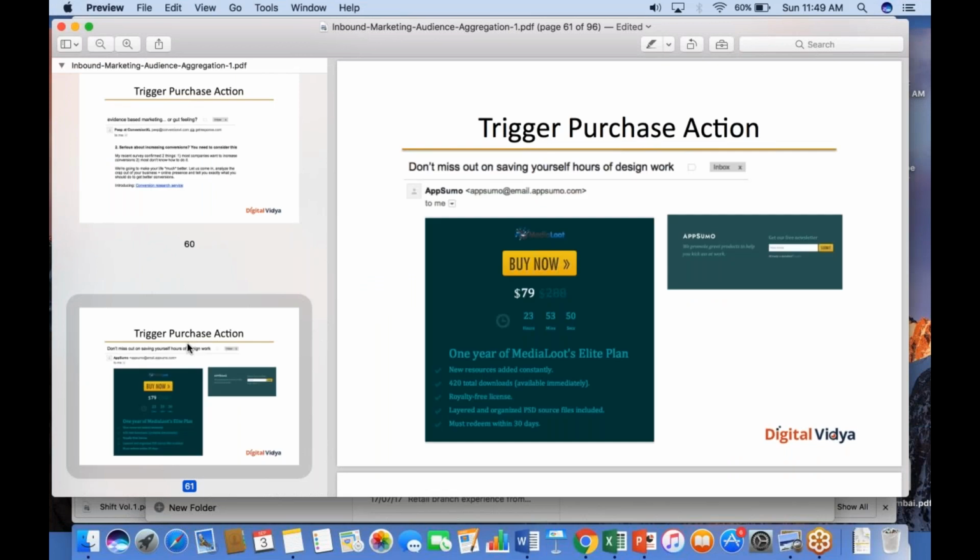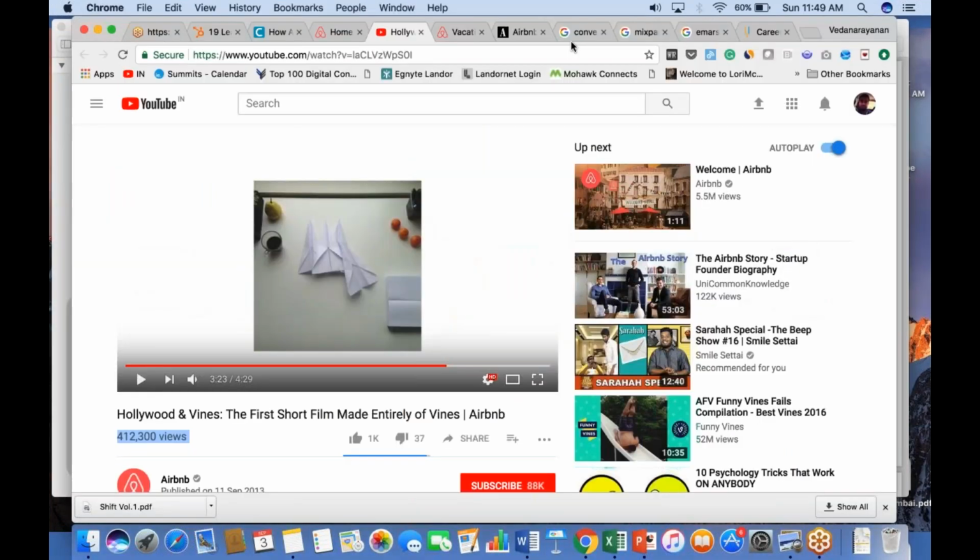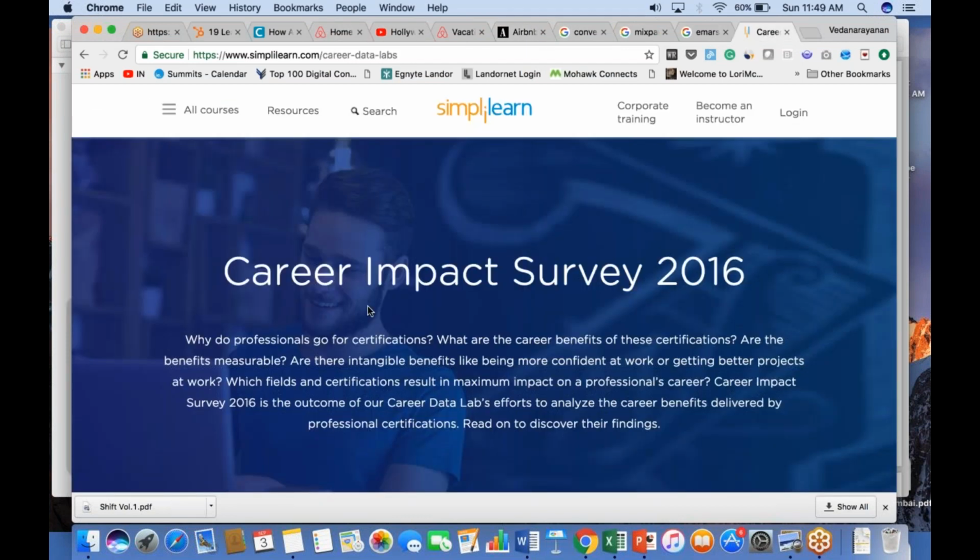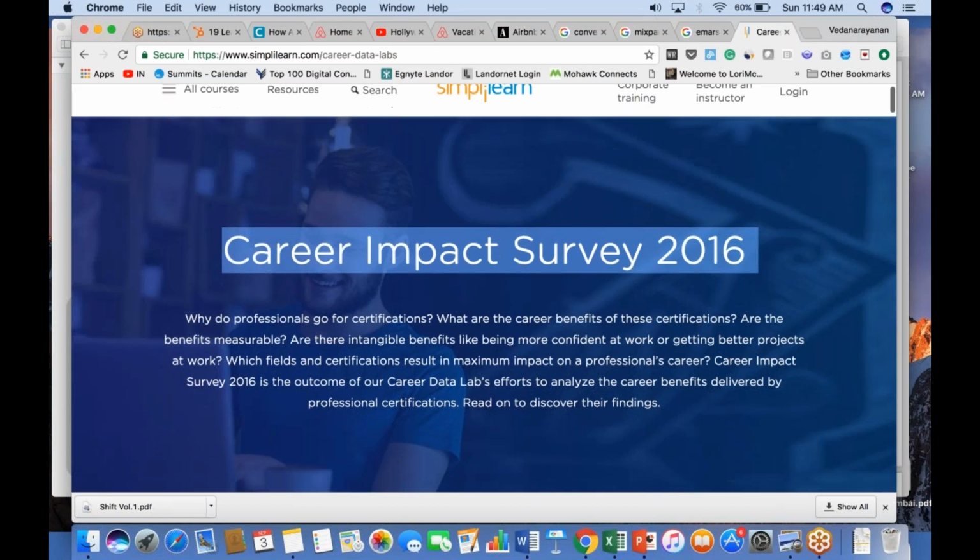We did something very similar at Simply Learn, and I'll just show you that. Not sure if I showed you guys that the last time we spoke. So this is Career Data Labs, a property which we created, and this is a property which we continuously farm. We pulled out data from this property continuously, and we sent this to a lot of our customers.